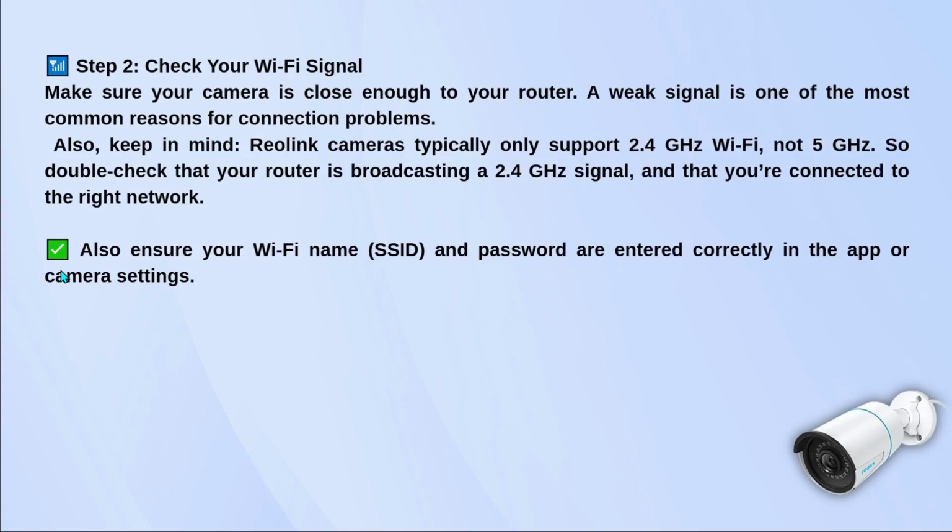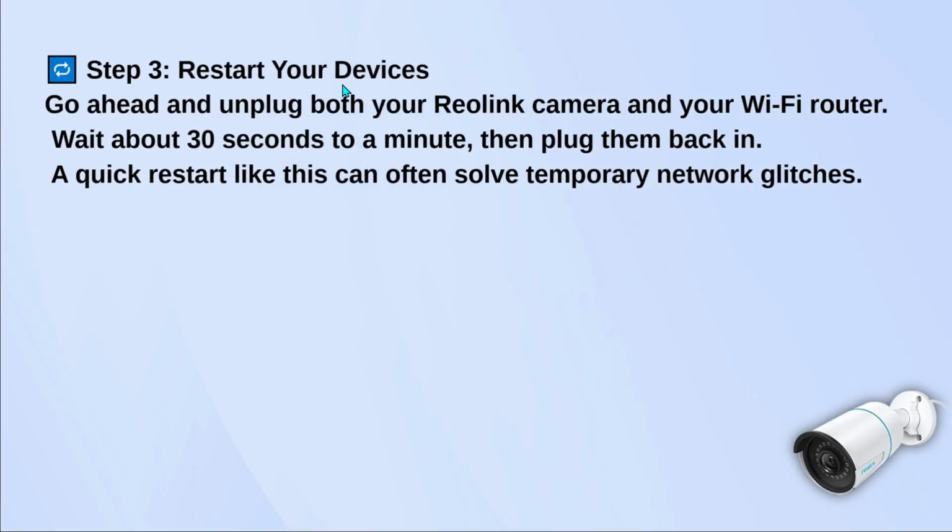Sometimes simply forgetting the Wi-Fi network in the app and reconnecting helps refresh the link and fix hidden configuration issues. If everything looks correct but the camera still won't connect, try restarting your devices. Unplug both the camera and your Wi-Fi router, wait about half a minute, then plug them back in. This often clears out temporary network issues that cause random disconnects.